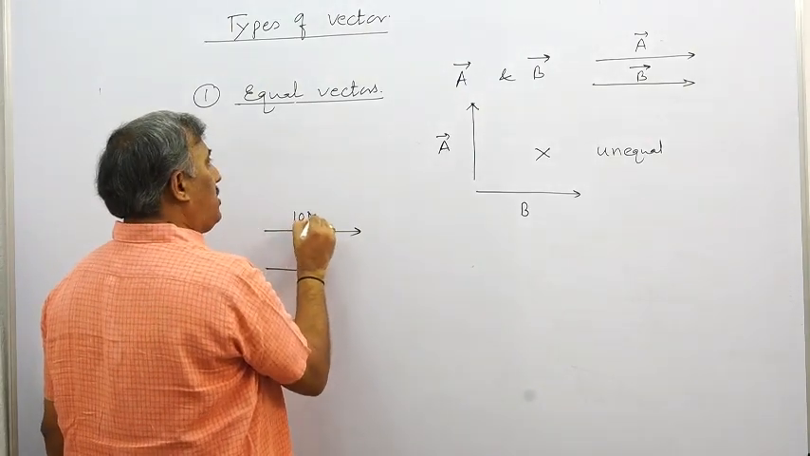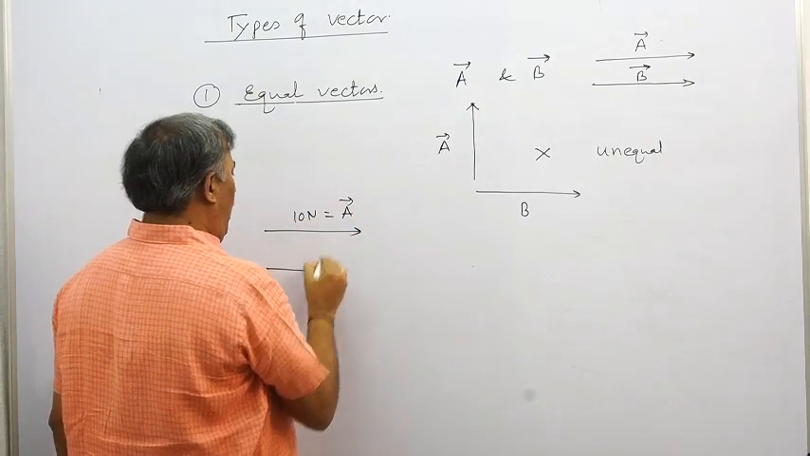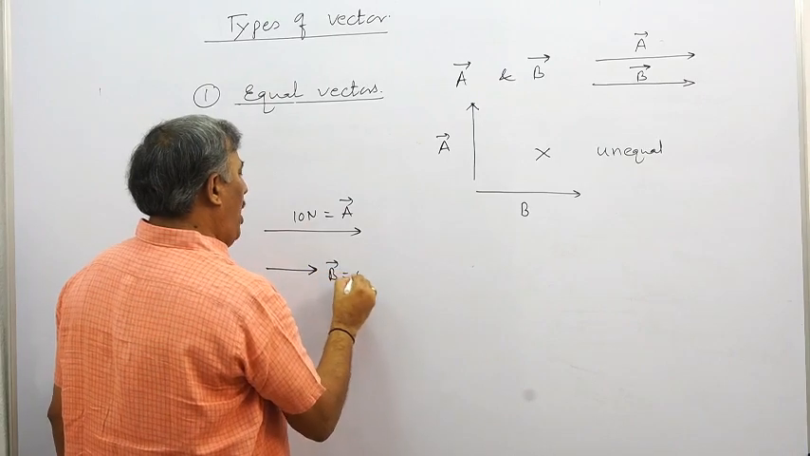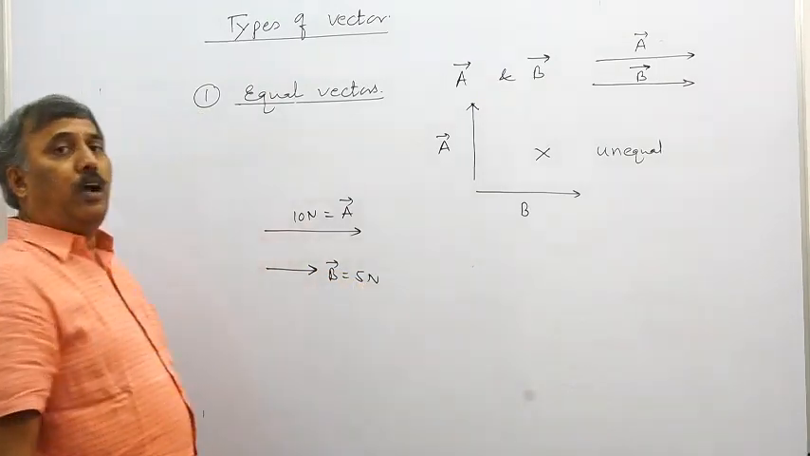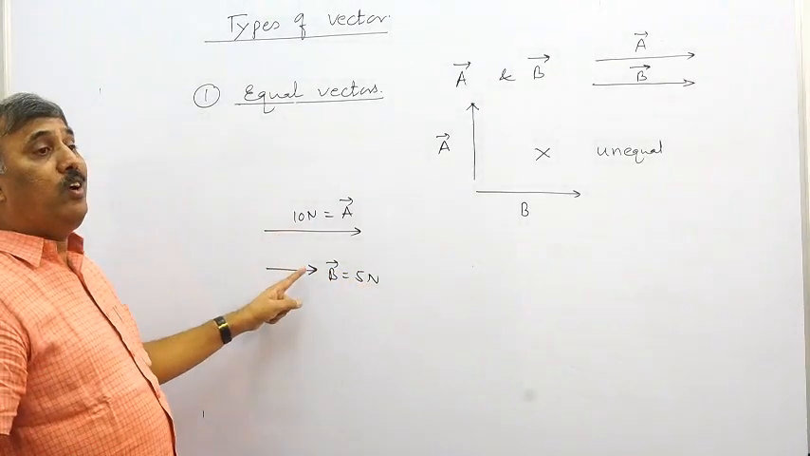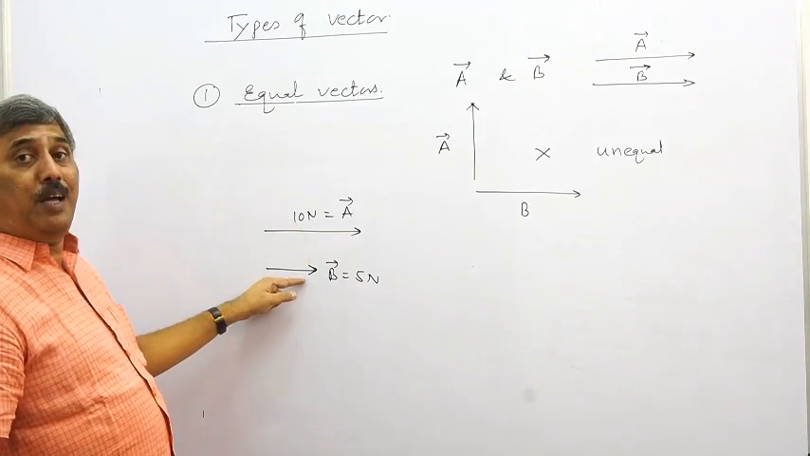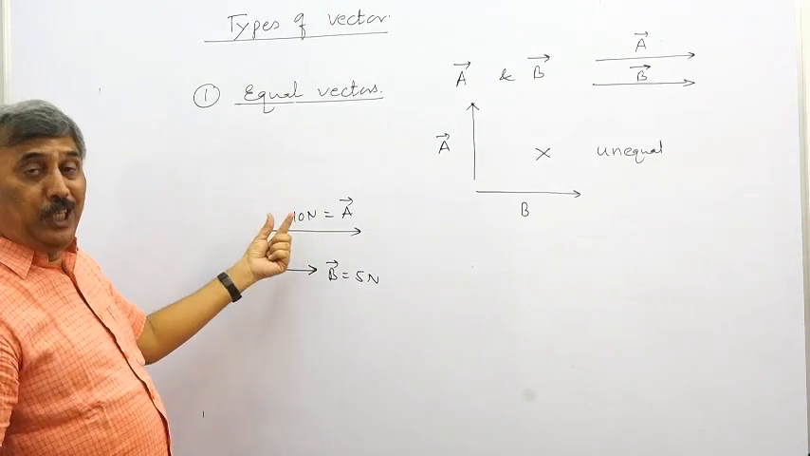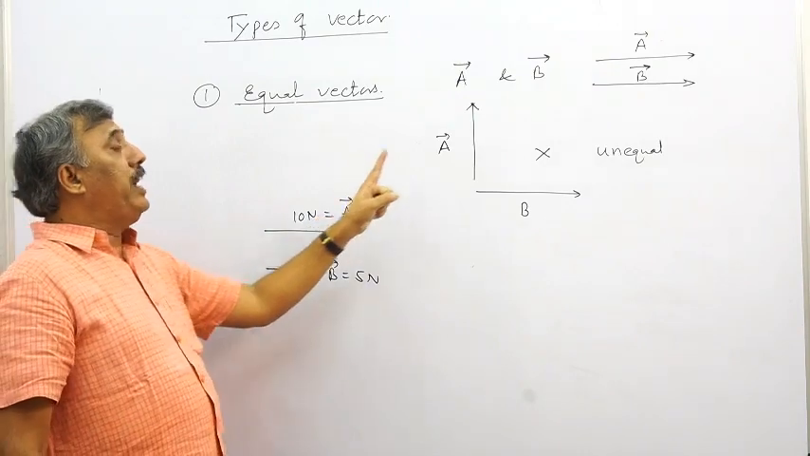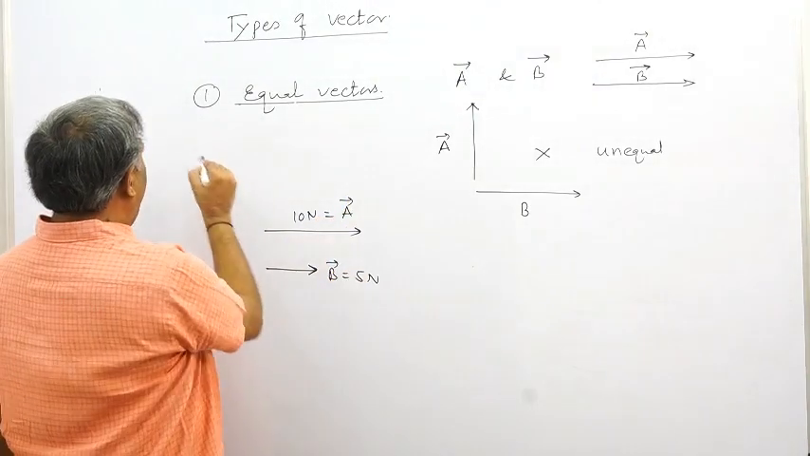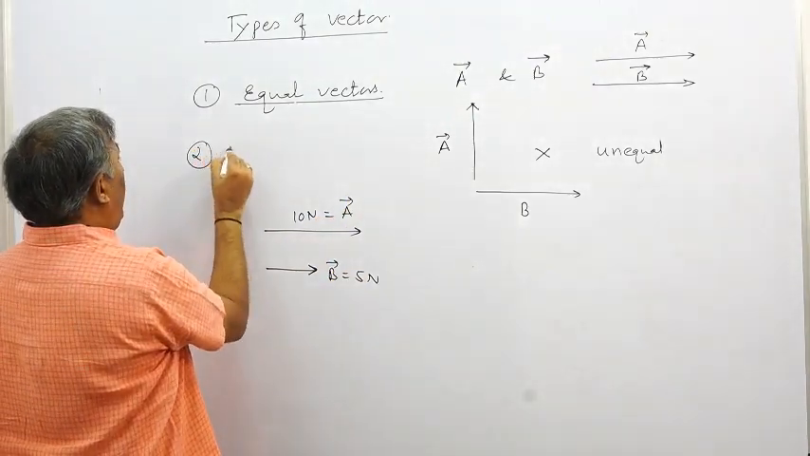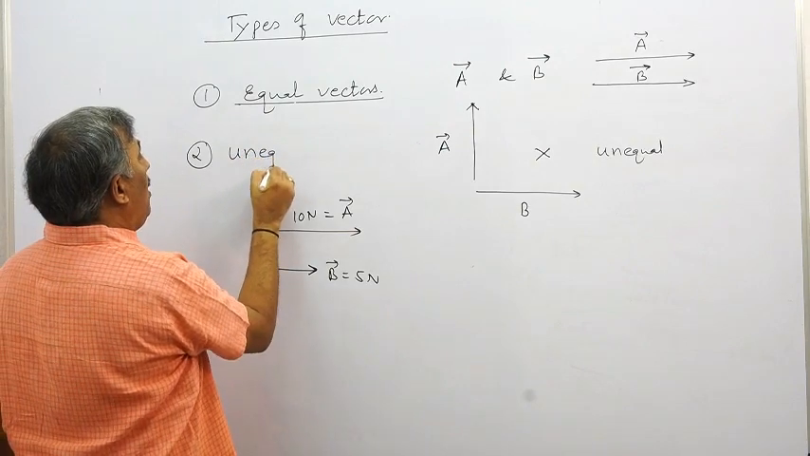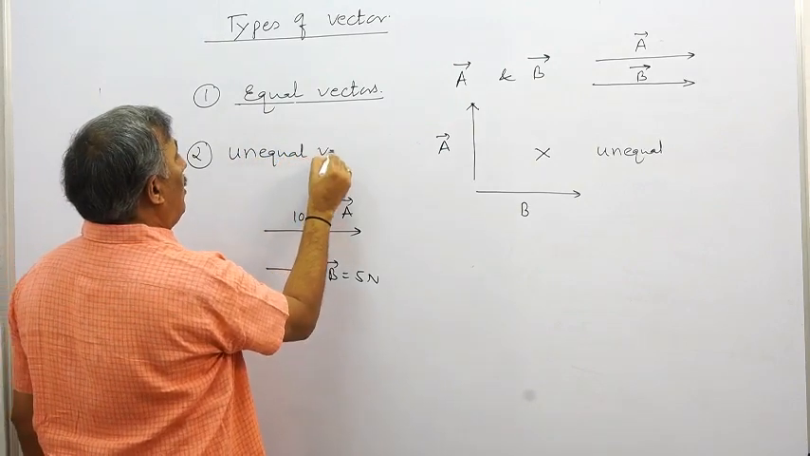Suppose direction is also the same. This is 10 Newton, vector A, and vector B is 5 Newton. Again, they are not equal vectors. Direction is the same, but magnitude is different. That's why they are not equal vectors. They are unequal vectors. So the second type is unequal vector.